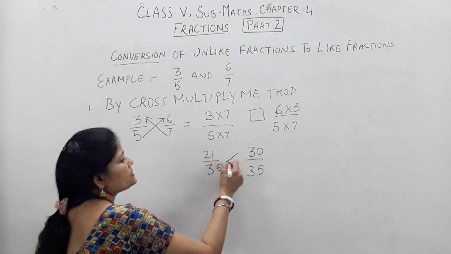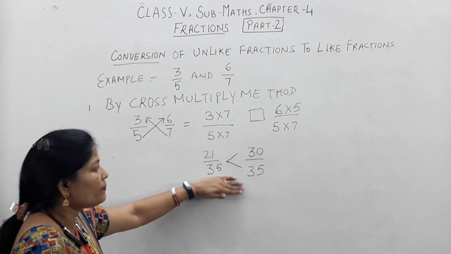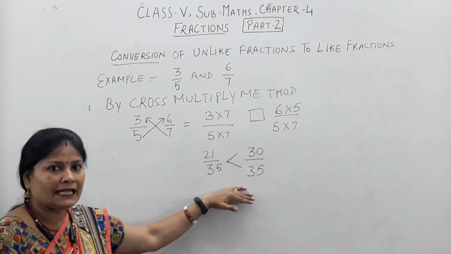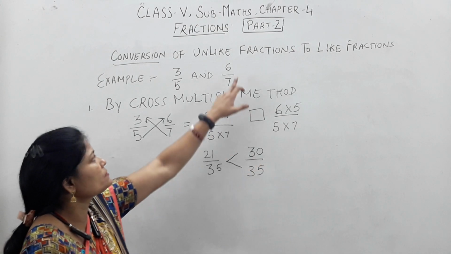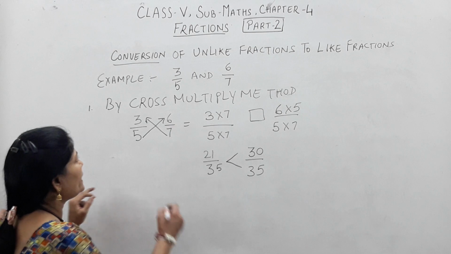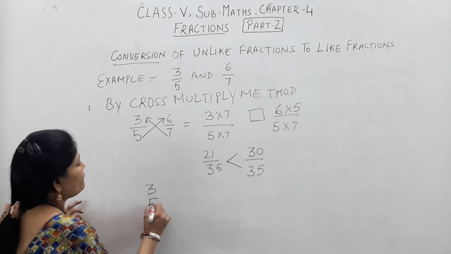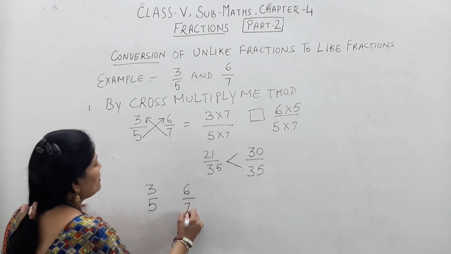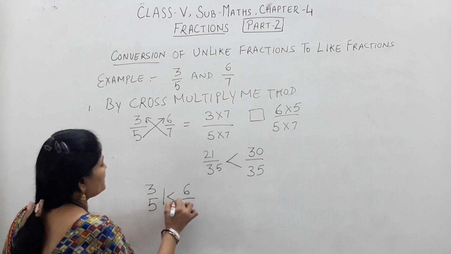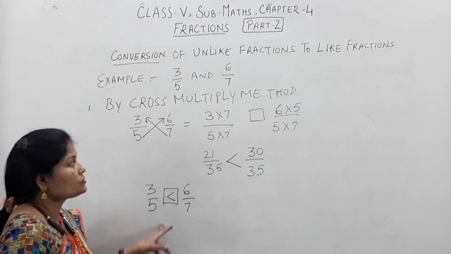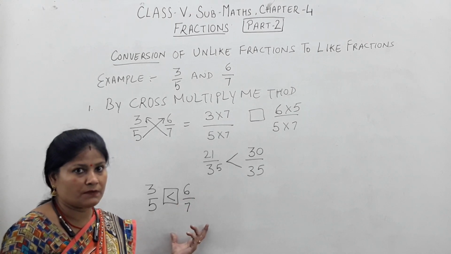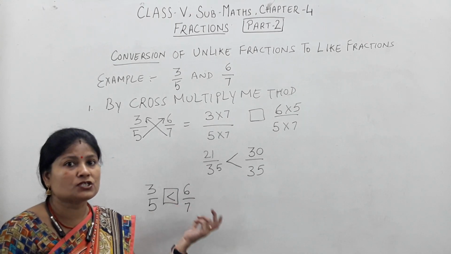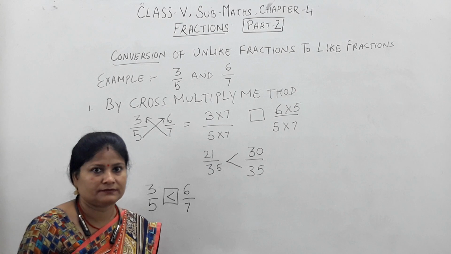So I can put the symbol also. So I can compare both the unlike fractions also. Which one is greater? The second one, and the second one is my 6 by 7. So I can write over here 3 by 5 and 6 by 7, but 6 by 7 is greater than the 3 by 5. So after converting to like fractions, I can compare both of them. So this is called the comparison of unlike fractions.